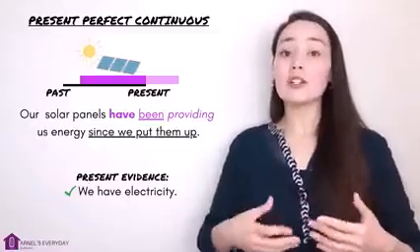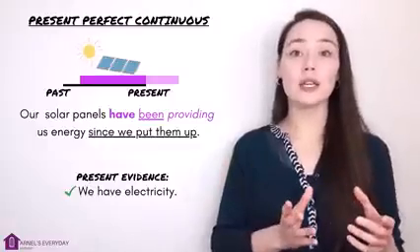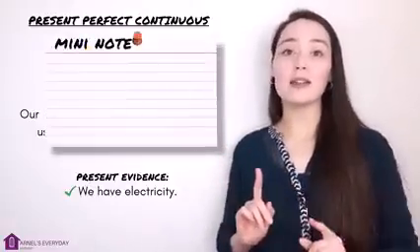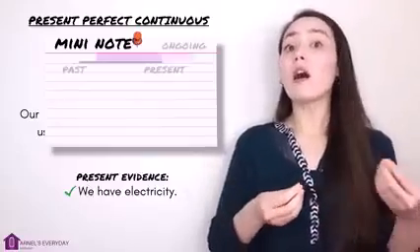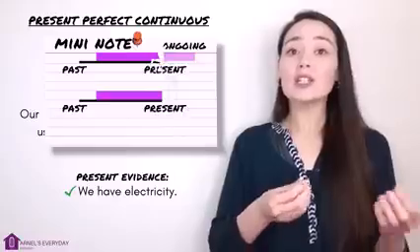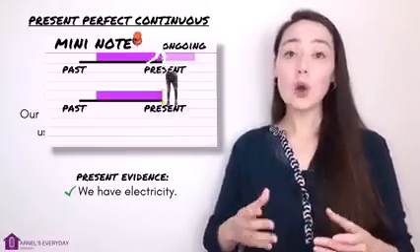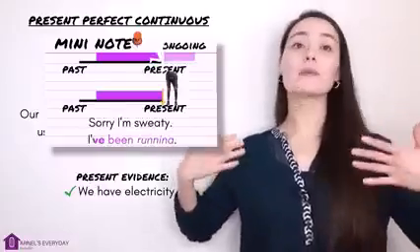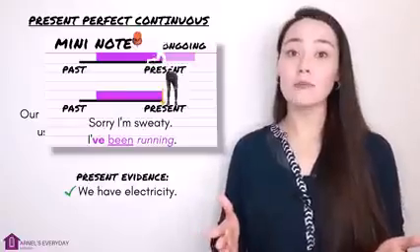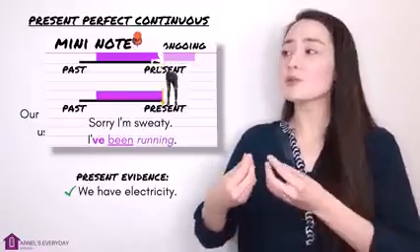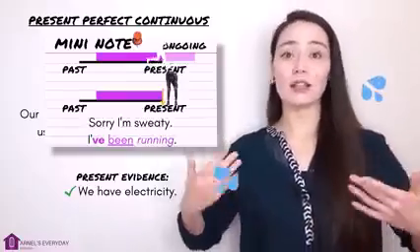So far, I've mentioned ongoing a few times. The actions are ongoing, they're continuing. However, mini note: with the present perfect continuous, the action could be ongoing or the action could have stopped just before the present time. So if I say, sorry, I'm sweaty, I've been running. Maybe I'm done running, but there's still evidence of that recently finished action. What's my evidence? Well, I'm all sweaty.